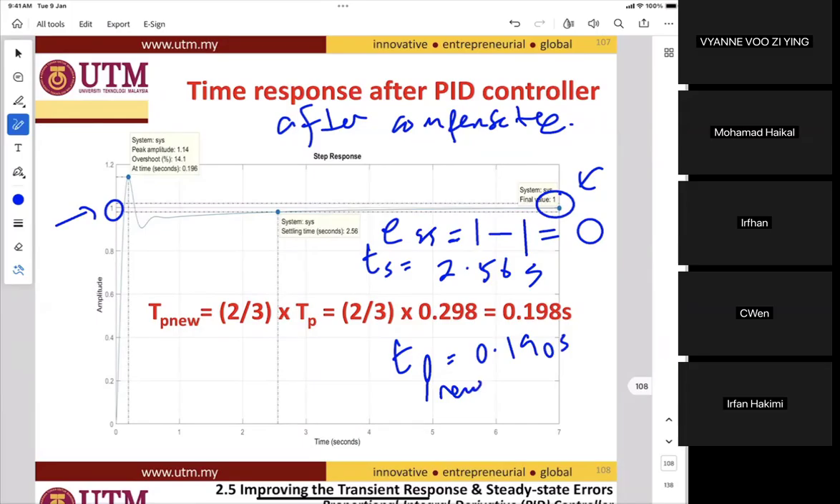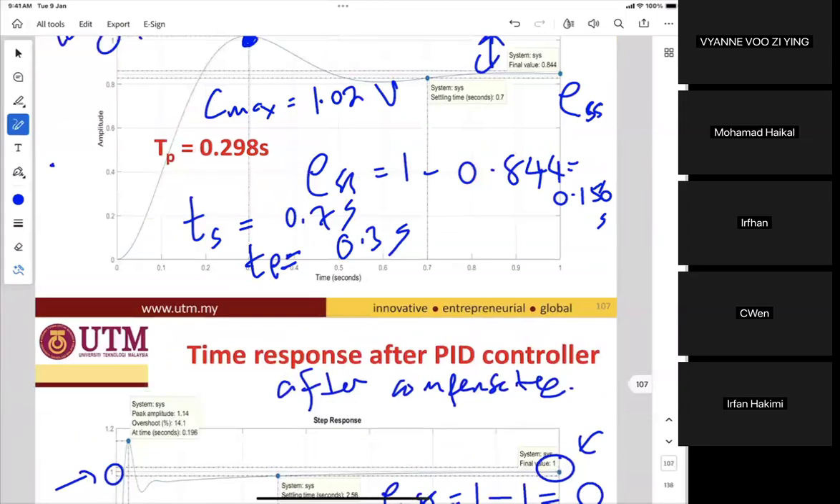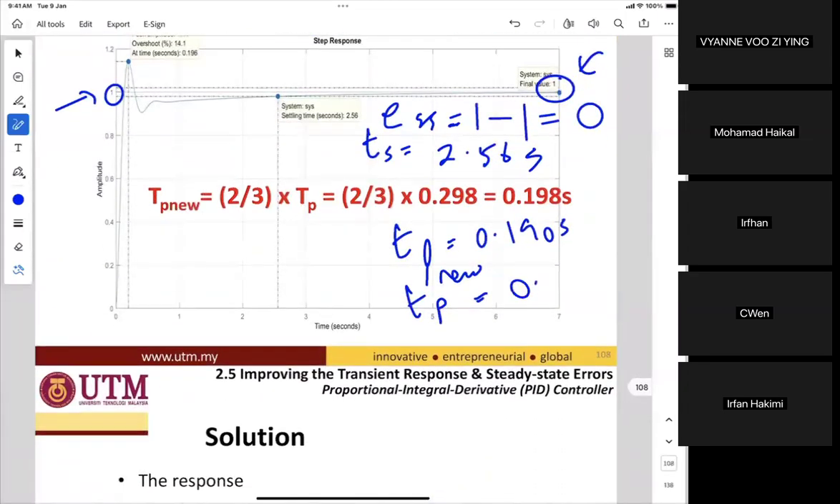The old one is 0.3. So the ratio, Pak Izin? 0.196 over 0.3. Oh, reversed, sorry. 1.53, 0.3 divided by 0.196.